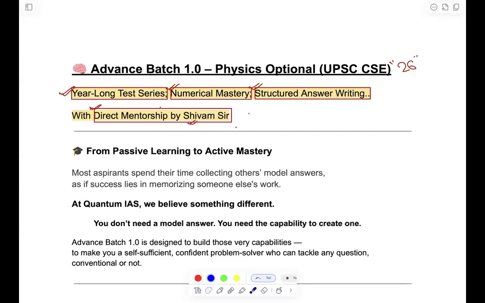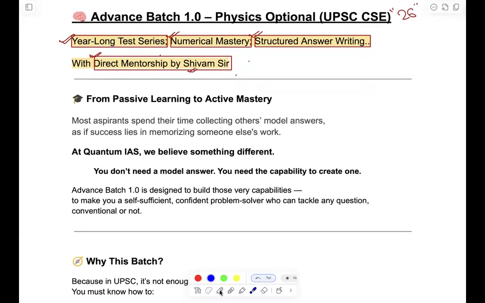Here I will be making you accountable for that, right? Now, the next thing you should understand is that this course is built with a psychology that moves you from passive learning to active mastery. Understand this thing; this is very important.